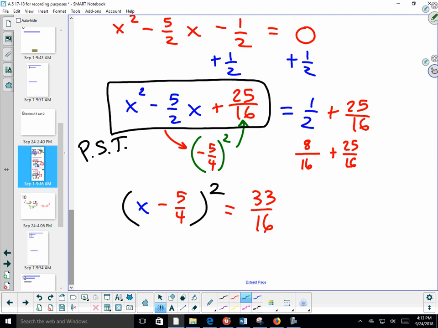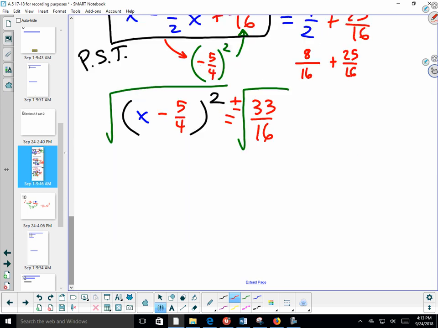All right, and then at this point, we're solving for x. And so now we're solving by taking square roots. So I got to take the square root of both sides of the equation. Don't forget, when you're doing that, taking the square root, you must have plus or minus. All right, and so the square rooting and the squaring on the left are canceling each other out. So I get x minus 5/4 equaling plus or minus square root of 33 over square root of 16. But I can write square root of 16 as just 4.